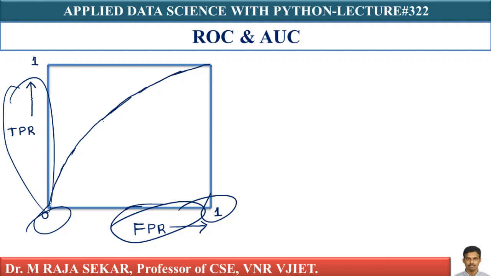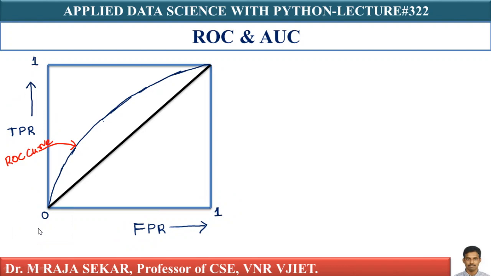Typically, if your model is sensible, you will get a curve like this. This is the curve. If your model is sensible, you will get a curve like this. This curve is the receiver operating characteristic curve.